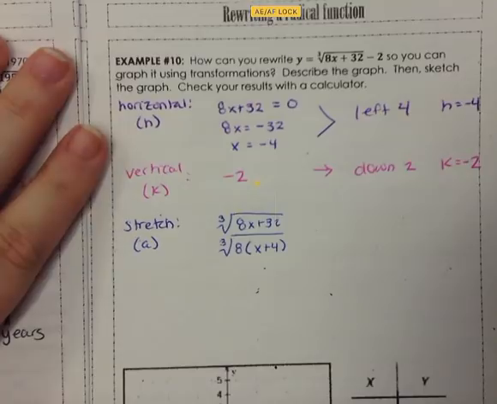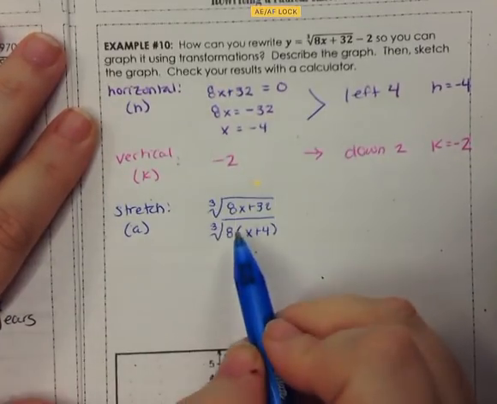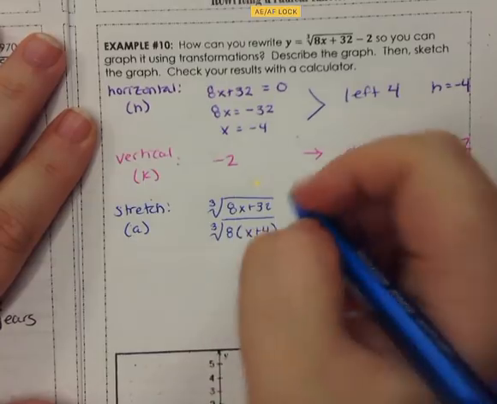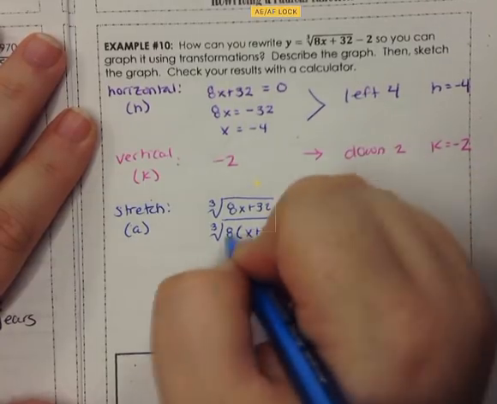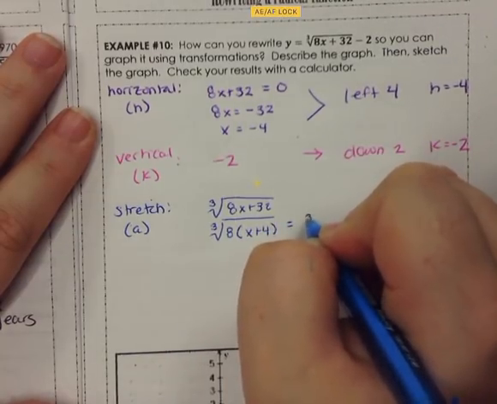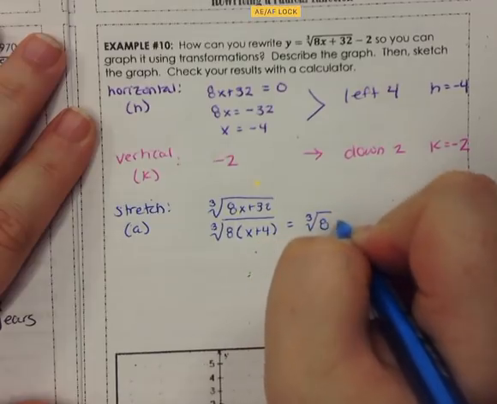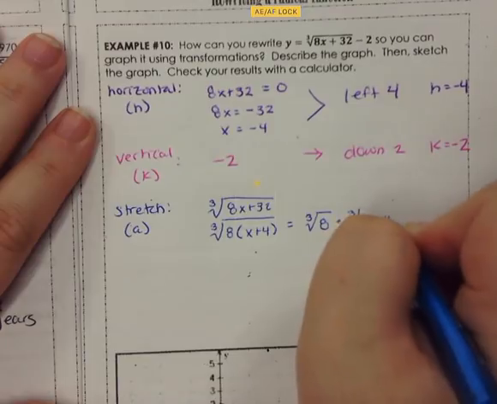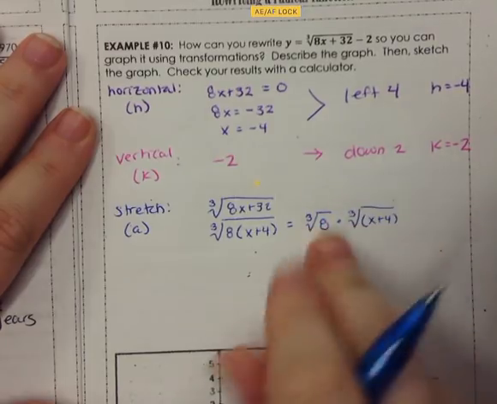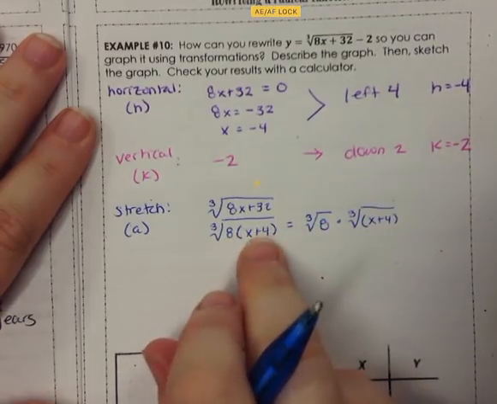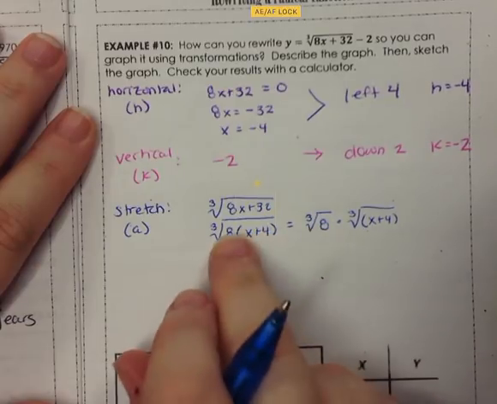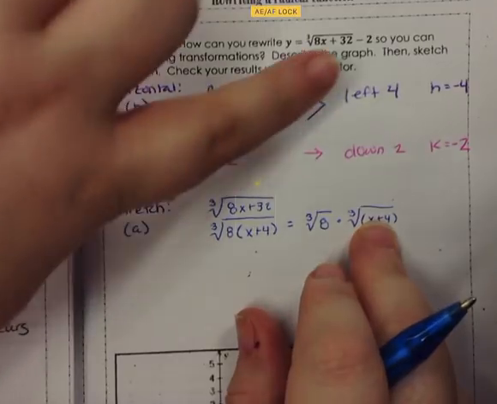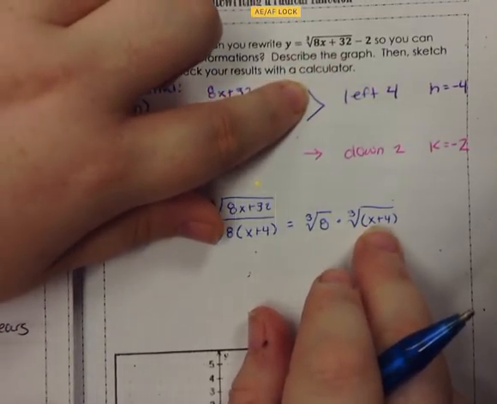Now, understanding properties of radicals is important, because if you have a multiplication in here, you can actually separate the two multiplications in their cube roots. So it's really the cube root of 8 times the cube root of x plus 4. Because it's multiplication, I can't separate the addition, but I can separate the multiplication. Now, if you look back up at the left 4, I have just x plus 4.